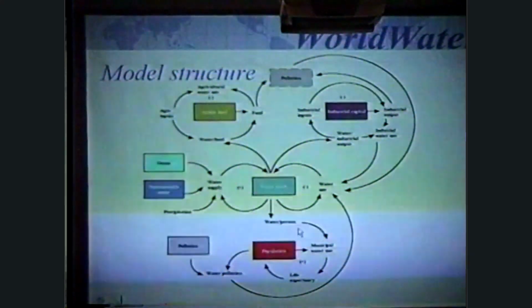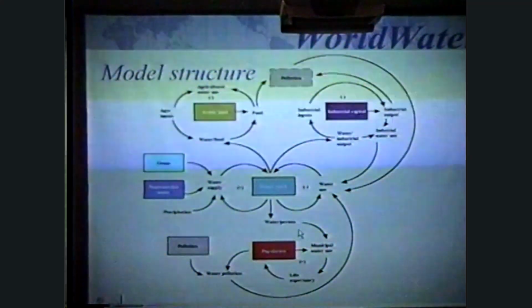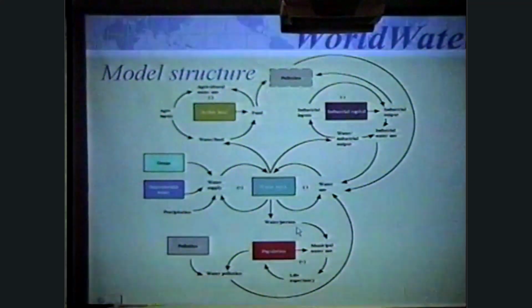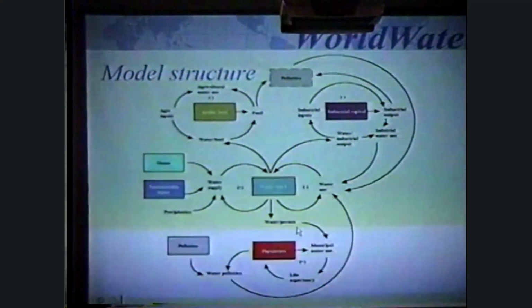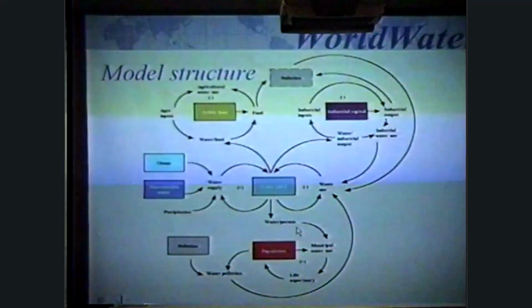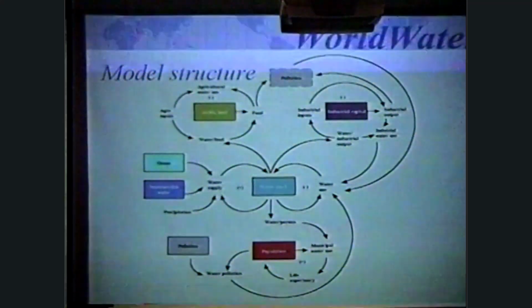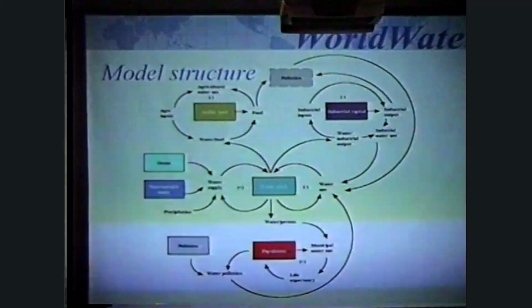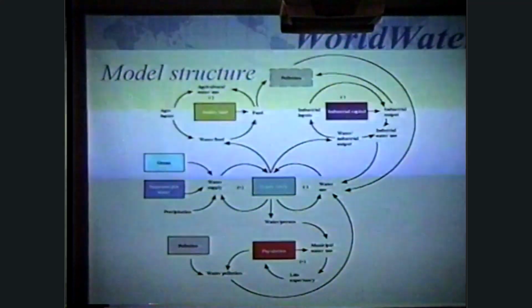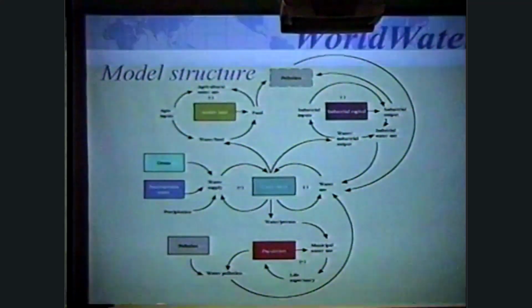And what I have attempted to do with these arcs and graphs and pluses and minuses is to identify the loops, positive and negative feedbacks, that relate the water to other sectors being addressed in the development of the World Three model. And you see that obviously the number of interconnections is pretty high.